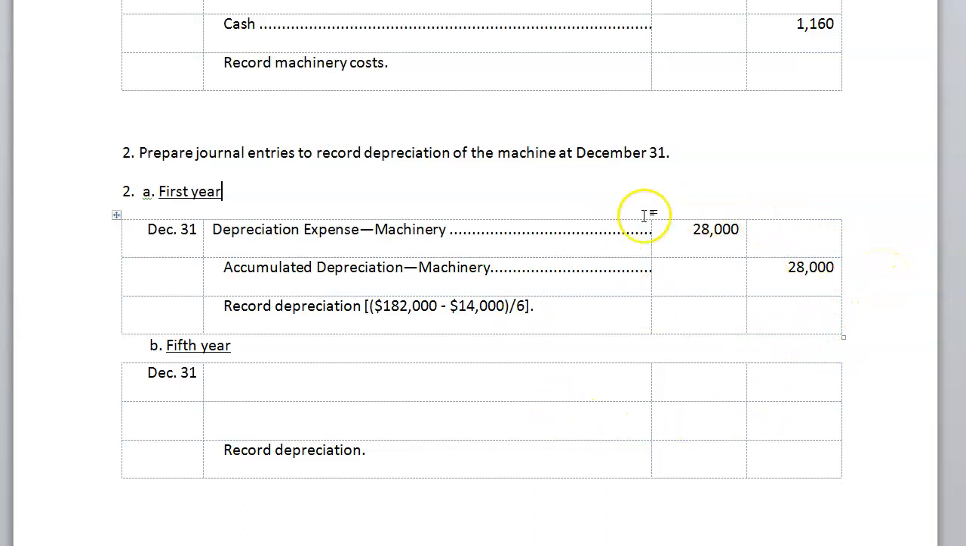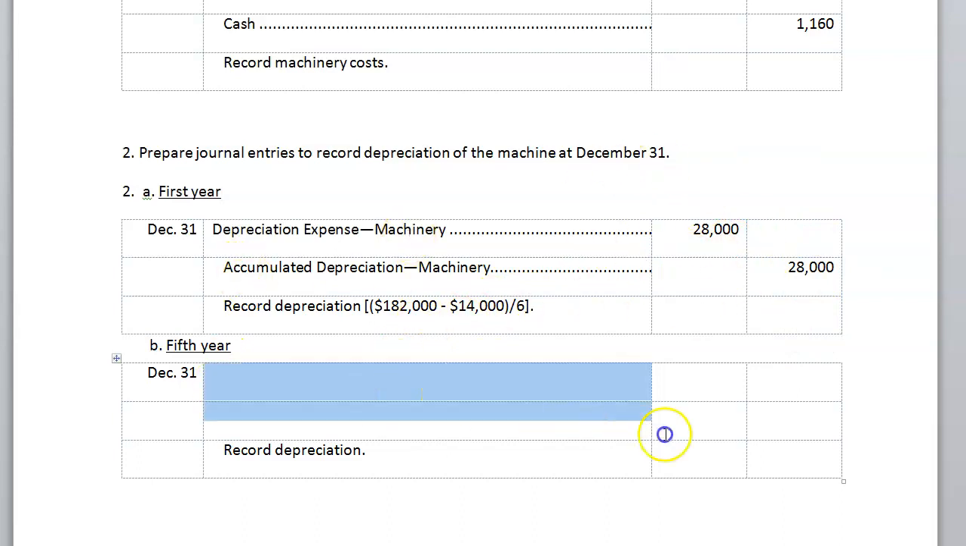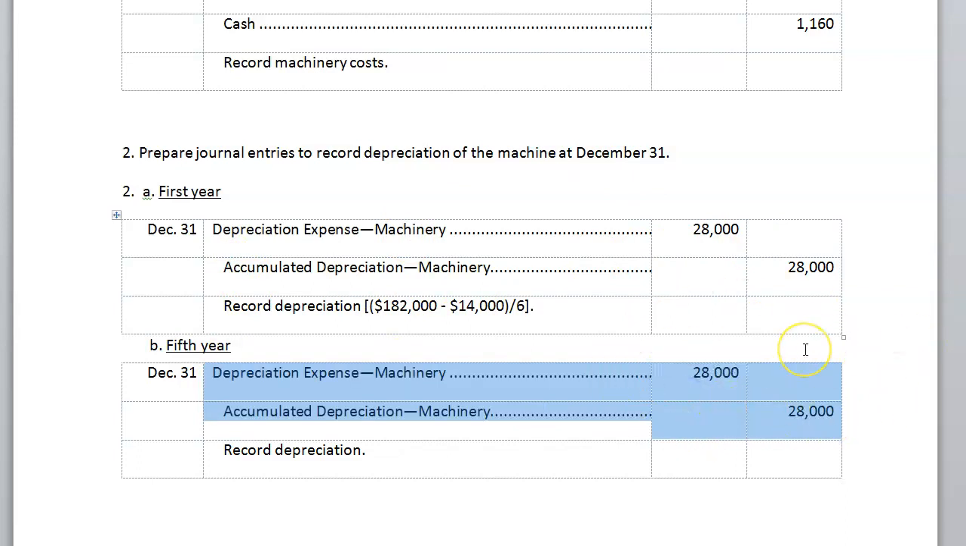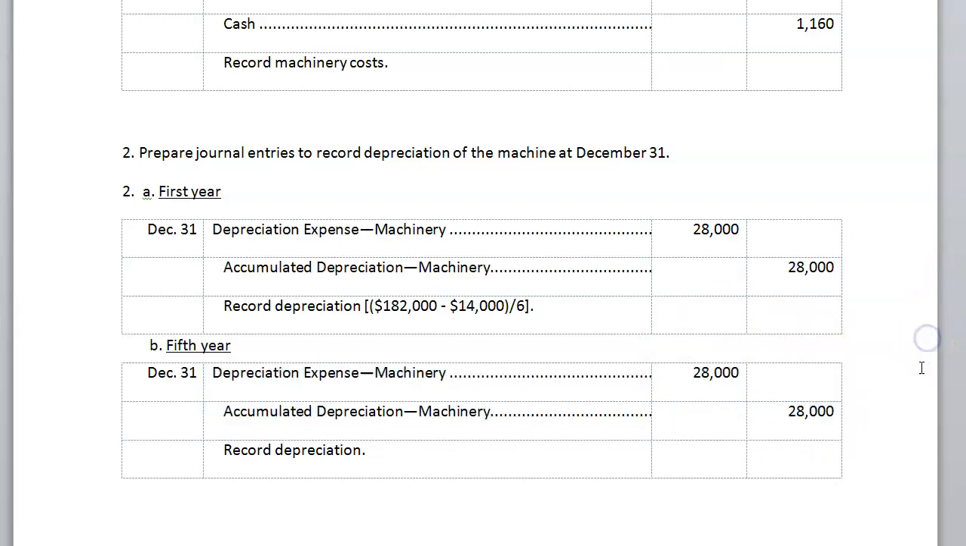We are going to do this every year. So the problem asks us for the first year and the 5th year, but we would actually be making this entry every year. So at the end of 5 years, we would have $140,000 in accumulated depreciation. That would be the $28,000 times 5 years.